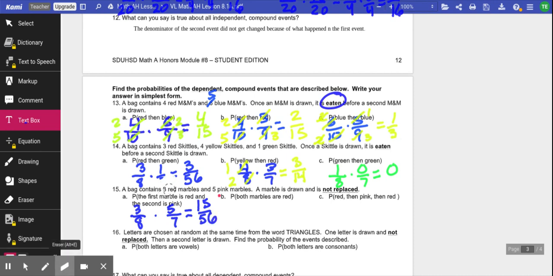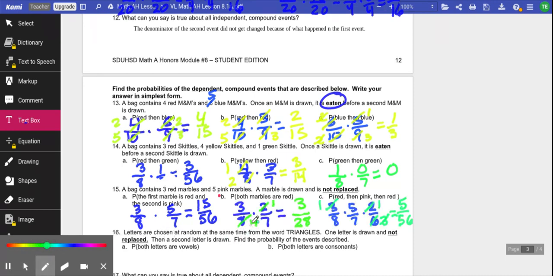All right, go try B and C. All right, check your work. Here I got 3 out of 8 and then 2 out of 7. I reduced and I got 3 out of 28. This one had 3 events, no problem. I had 3 out of 8, then 5 out of 7, then 2 out of 6. I reduced the 2 and the 6. I reduced the 3 and the 3, and I got 5 out of 56.